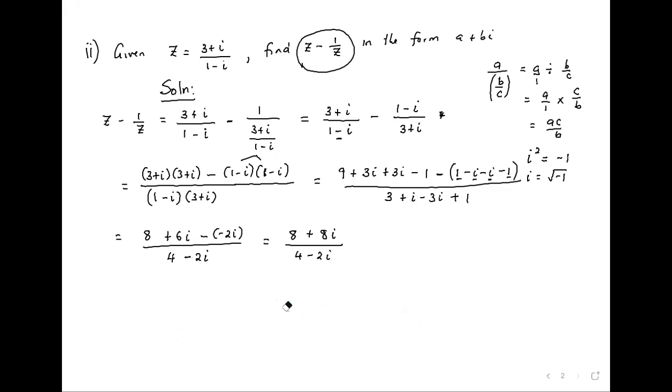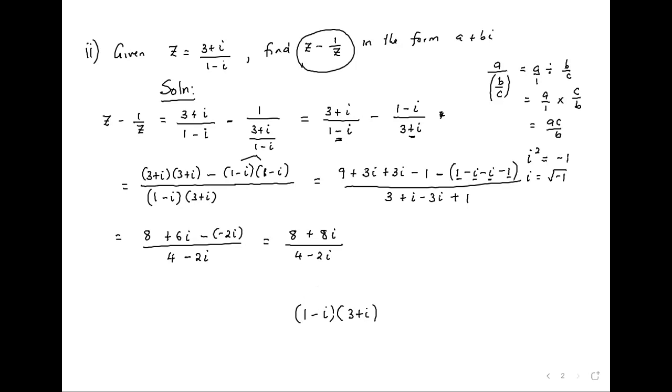How do you get the common denominator? Because we have 2 fractions, you multiply their denominators: 1 minus i multiplied by 3 plus i. Then you divide this whole common denominator by the first denominator. It will take away this, and it will remain with 3 plus i.